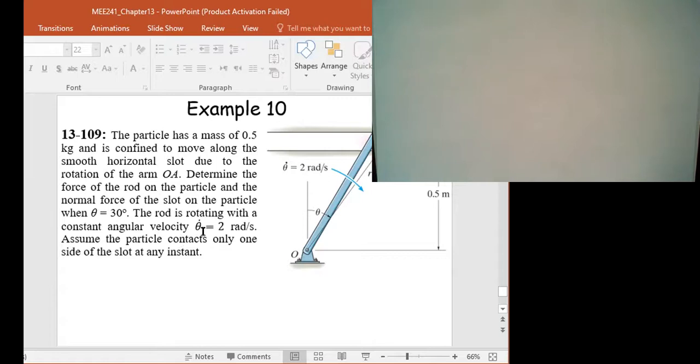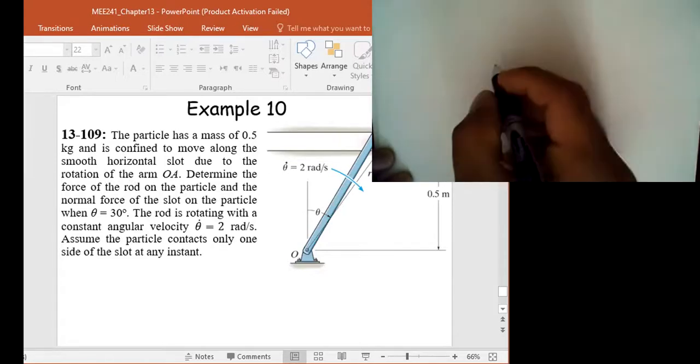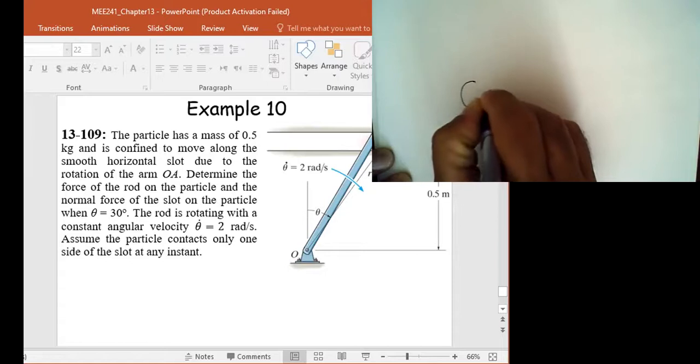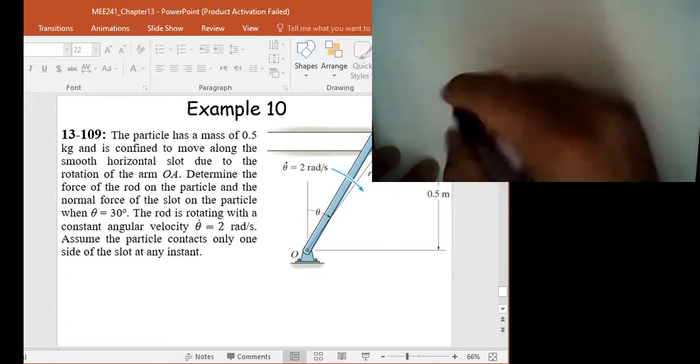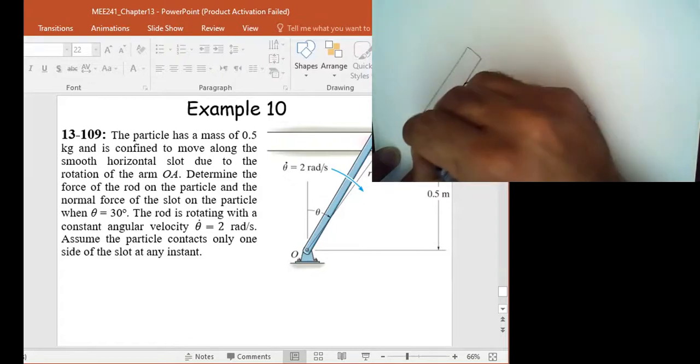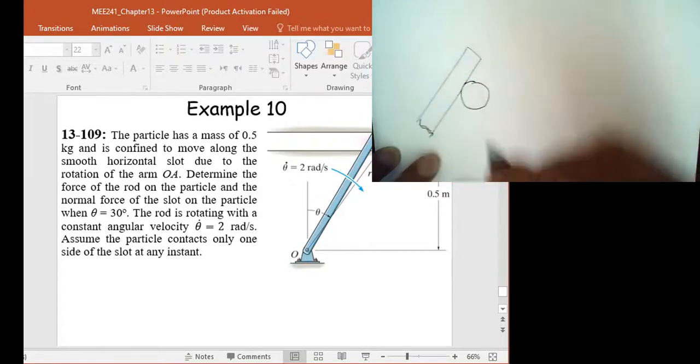So we need to find the interaction forces between the ball and the rod, and they are giving us the angular velocity of the rod. So we need to find the force of the rod on the particle. There is a force between the rod and the particle, so let's look at that. Okay, so this is my particle, and this is the rod that we have.